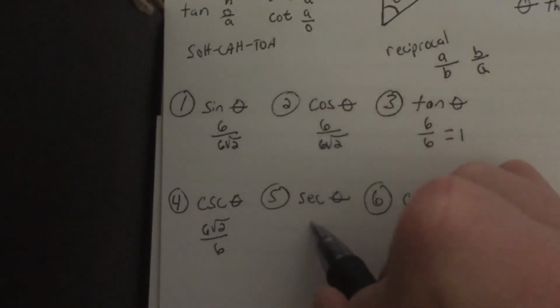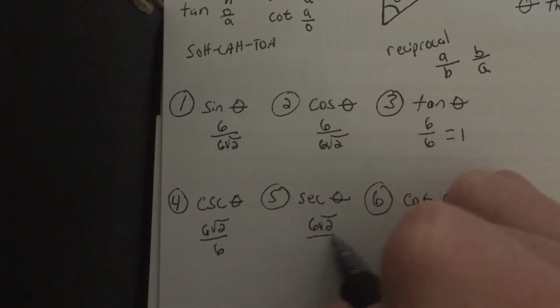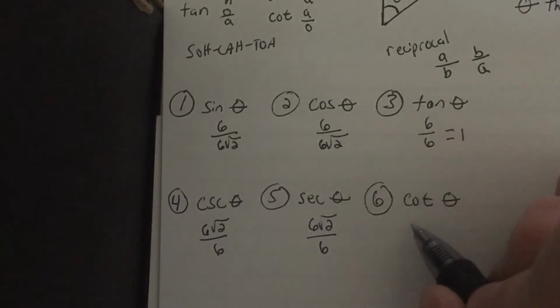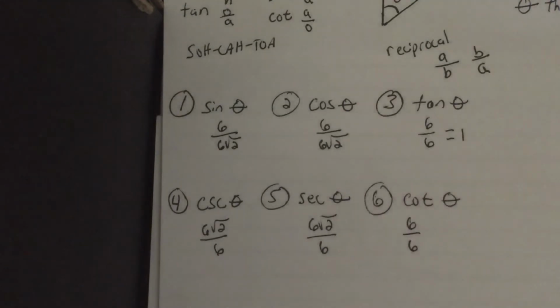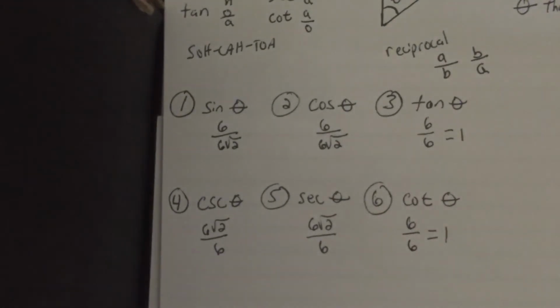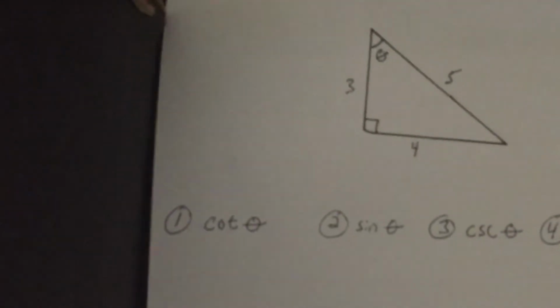Same is true for secant. You can flip it over. 6 square root of 2 over 6 will give you the secant. And then the cotangent, you can flip over 6 over 6, but you're just going to get 6 over 6 again, which again equals 1. Right? Okay.